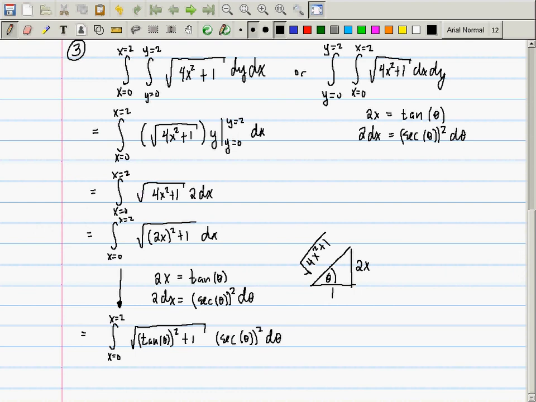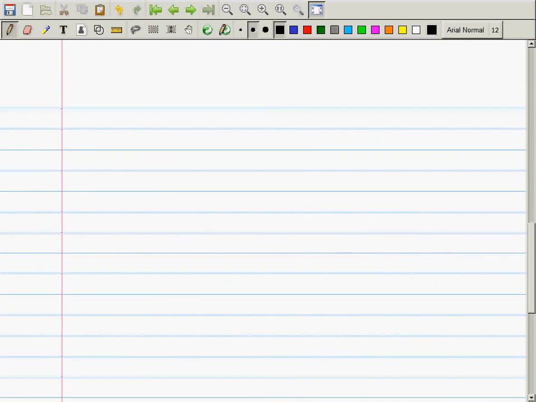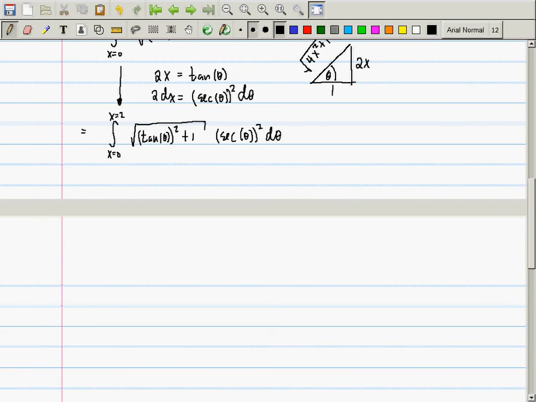Okay, so then now, this tangent term becomes secant squared, and then you compute the square root, and that becomes the absolute value of secant. But then we can drop the absolute value because why? Because this triangle exists in the first quadrant, and secant is positive in the first quadrant. So this is equal to the integral from 0 to 2. So this is 1 secant, and this is 2 more secants, so this is secant of theta cubed d theta. Okay, so is everybody with me here?